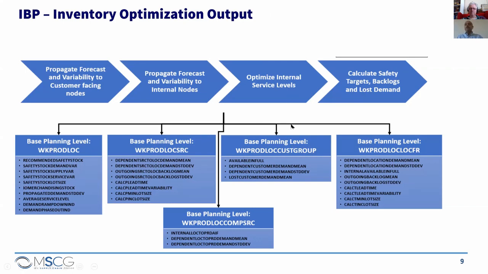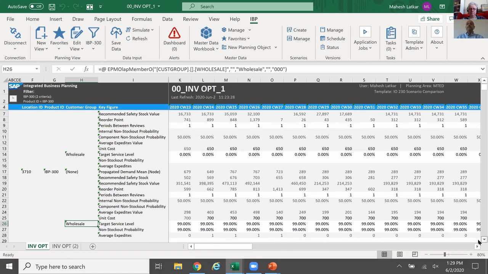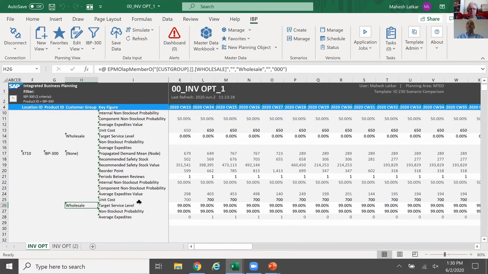Now we'll look at the planning views in the system. So if you can see here, there are a bunch of key figures available, and these are all standard IBP key figures. So IBP 300 is our finished product. We have location 3710, which is a DC, and we have customer group as wholesale. So you can see here there are a few key figures which are available at product, location and customer group level, which are target service level, which is one of the main inputs. It determines your non-stock-out probability based on this target service level. And you also get lost demand, which is nothing but average expedites. And other key figures are at product location level.